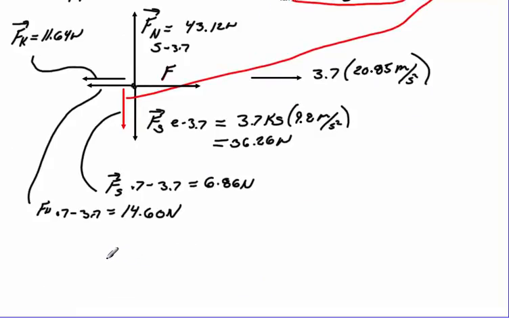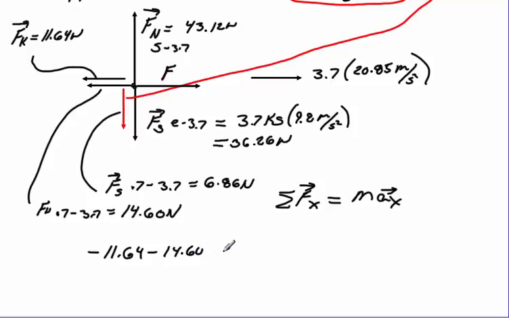So write this all out, we will get minus 11.64 newtons. And what I'm doing here is I'm summing the forces in the x. And I should write that down for you. Sum of forces in the x direction, I'll set it equal to mass times acceleration in the x direction. That's all I'm doing. So I get minus 11.64 minus 14.60, because this one's going back this direction here, plus F is equal to 3.7 times 20.85.